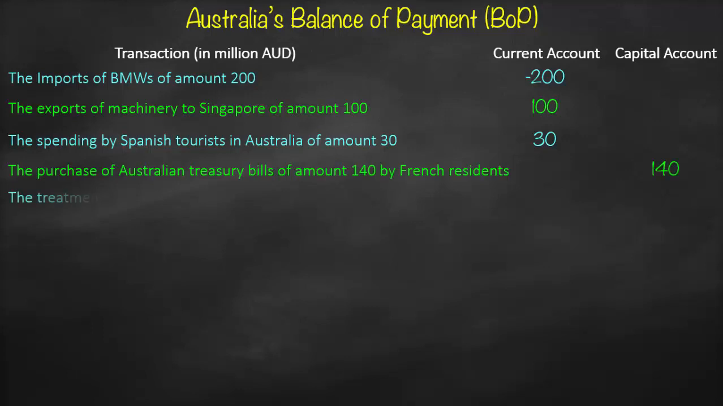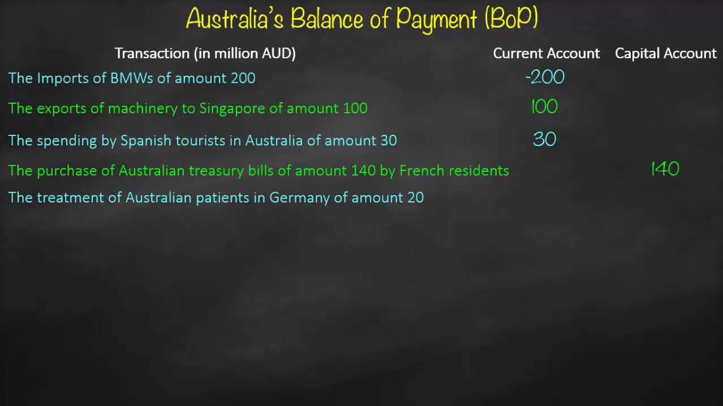Another transaction. The treatment of Australian patients in Germany of amount 20. So I know that some Australians will seek some medical treatment in Germany. Therefore, this is an example of what? Import of services. Is it one way or two ways? It's one way.